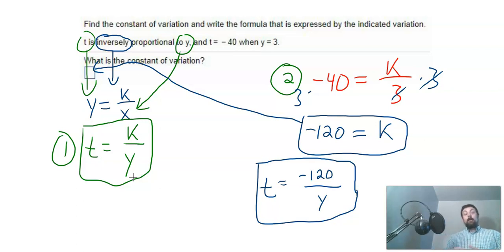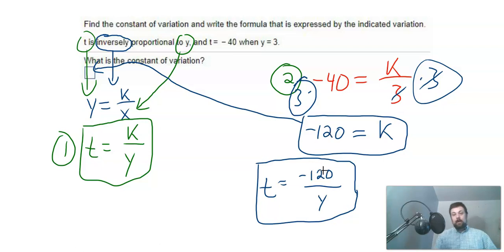That's level 1. Level 2, we'll plug in these numbers. We'll plug in negative 40 for t. We'll plug in 3 for y, which is what you see over there on the right side of the screen. And now we can solve for k. We do that by getting rid of the denominator. Multiply the common denominator to both sides. It's kind of hard to see, but it's right here. We're multiplying by 3. The 3's cancel out on the right-hand side, so we get k by itself. And on the left-hand side, 3 times negative 40 is negative 120. So that is the constant of variation.